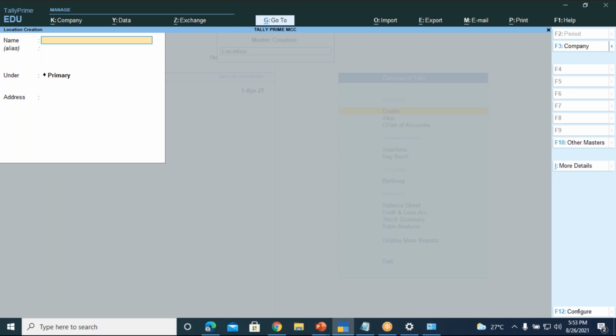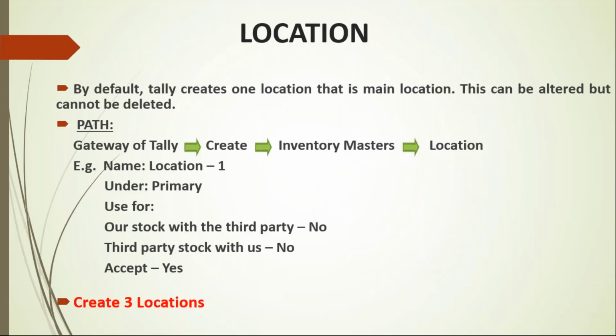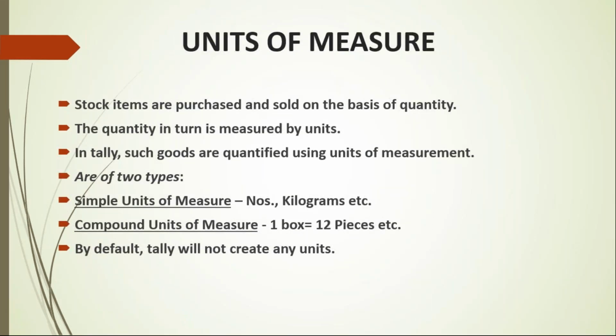So I hope all of you have created the locations, the godowns. This is the first step under inventory, where we are creating the location details or the godown details. Now after this, we have a small discussion of units of measure. Later on, we can create the units of measure.